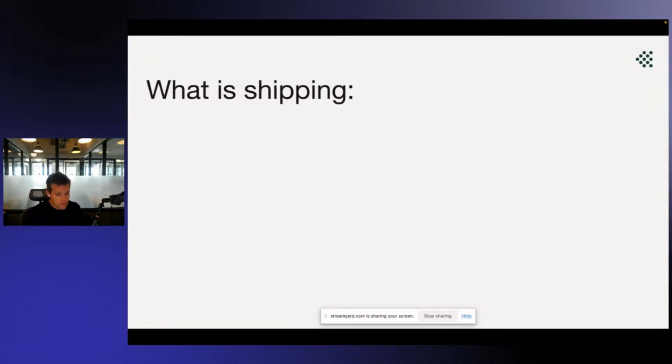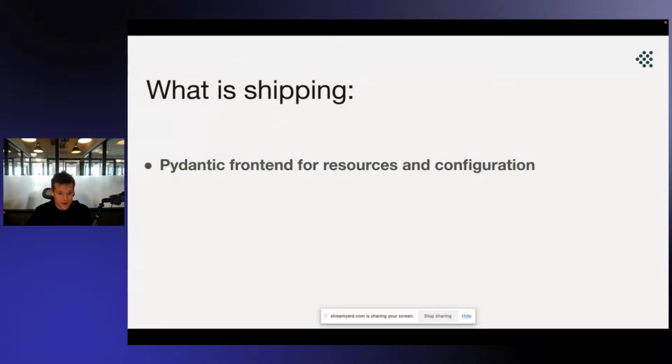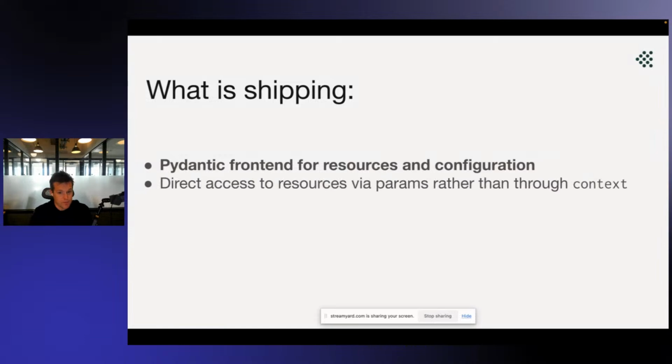So what are we shipping in order to resolve these issues? Well, first and foremost, we now have a Pydantic front end for resources and configuration. Pydantic is a Python library that's kind of ascended in popularity recently, that provides a bunch of validation using kind of an elegant Pythonic API. You can build these classes which have validation routines and whatnot.